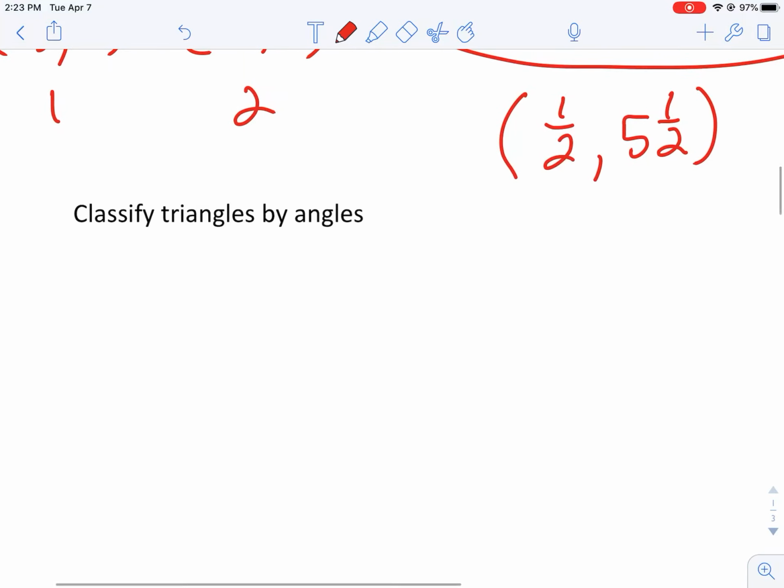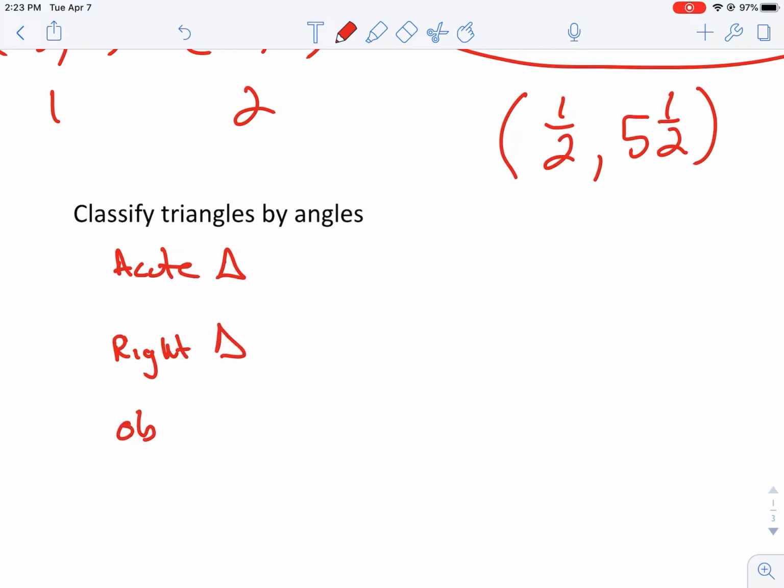Again, you can always go back over this video if you're not sure, but please write these down. We're going to classify triangles by angles. So you have the acute triangle, the right triangle, and you have an obtuse triangle.